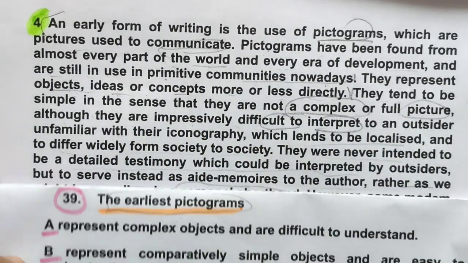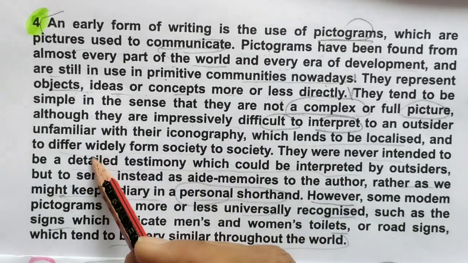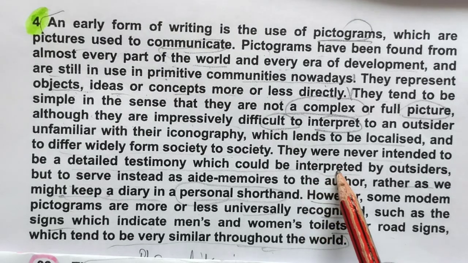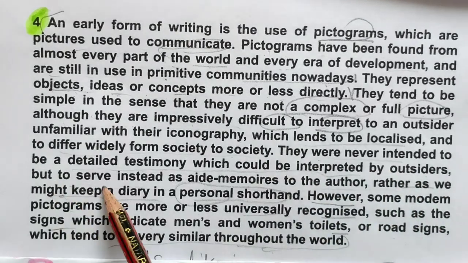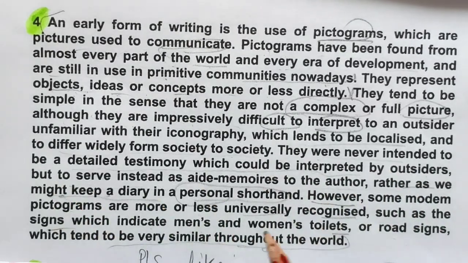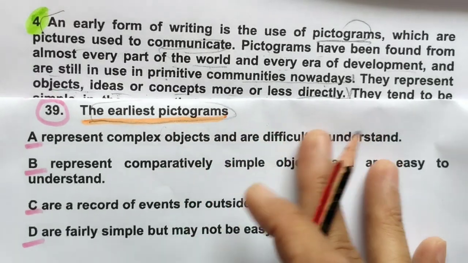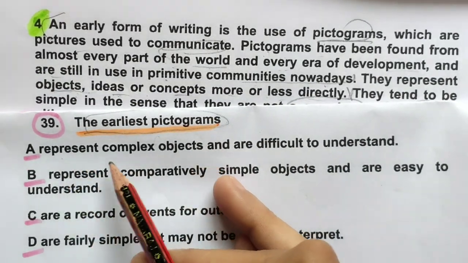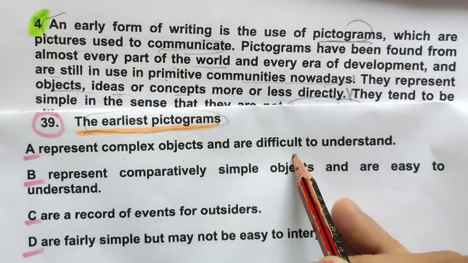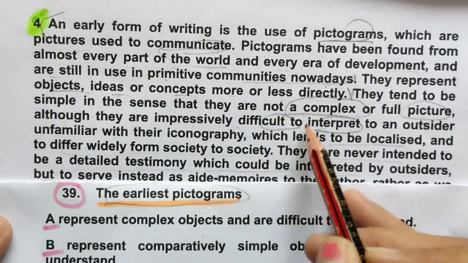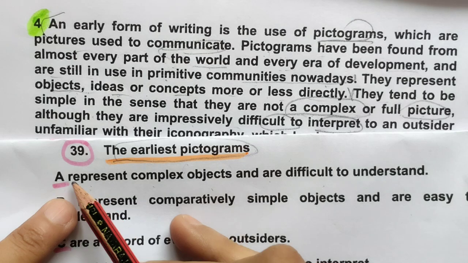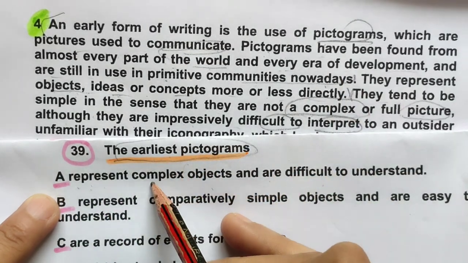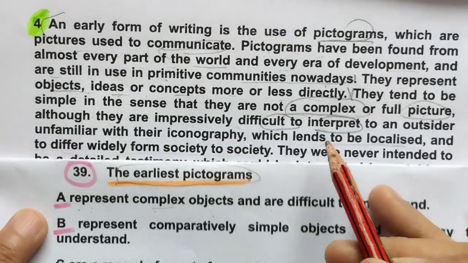Okay, let's read a little bit more. For localized societies, they are never intended to be detailed testimony which could be interpreted by outsiders, but to serve instead as aid memories to the author. Okay, so let's read the options, then we will try to eliminate. First, it represents complex objects and are difficult to understand. Complex here, so the earliest pictograms represent complex objects and are difficult to understand.